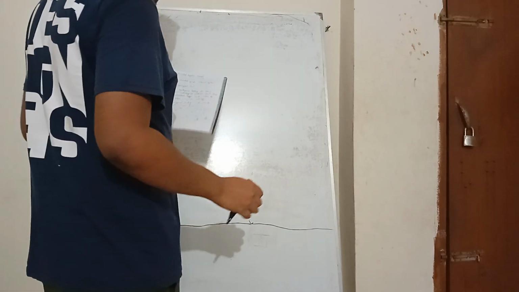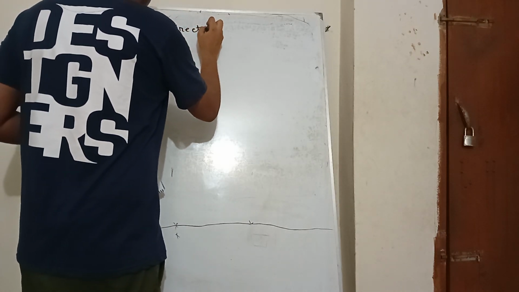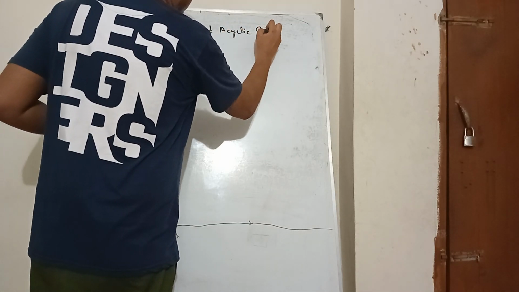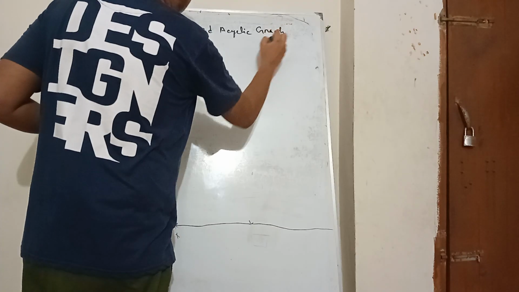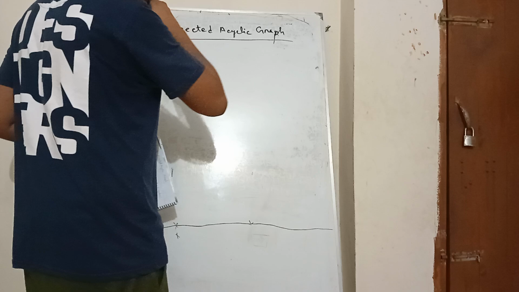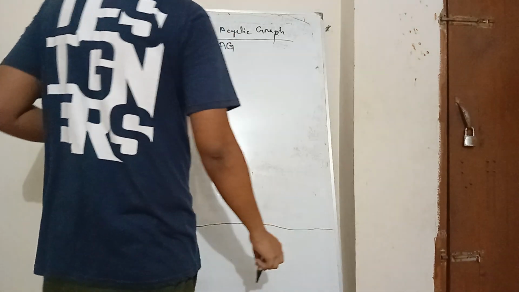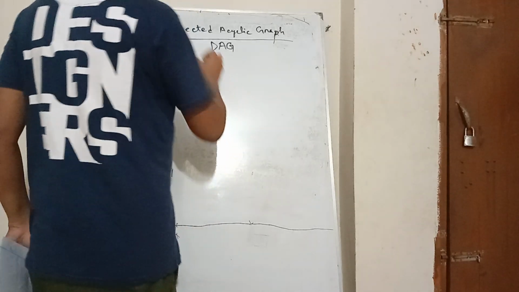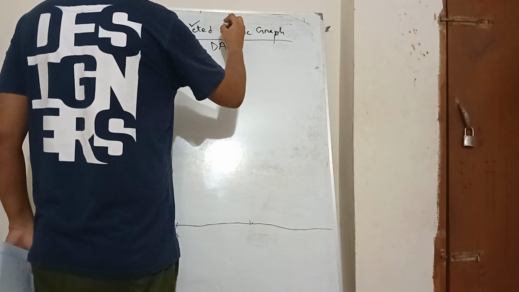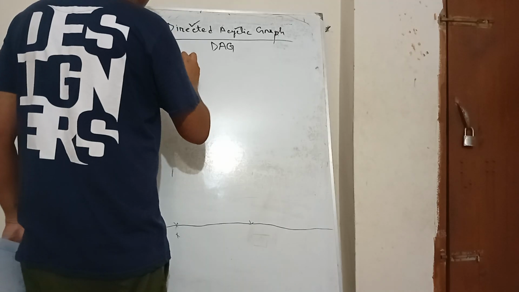Directed acyclic graph. It is also called DAG. So it is a directed graph with no cycle. Acyclic means no cycle. So it is a directed graph with no cycle.